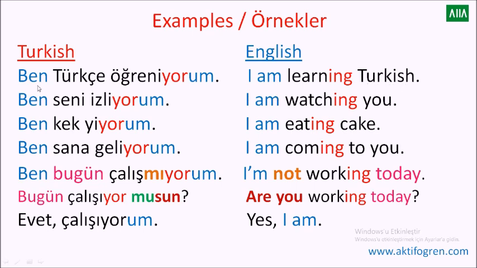So ben Türkçe öğreniyorum. As you see, learning now, that's why it's present continuous tense. Am shows the person who is doing this. I, that means ben. So ben Türkçe öğreniyorum. Okay, ben seni izliyorum. I am watching you. So ben seni izliyorum.